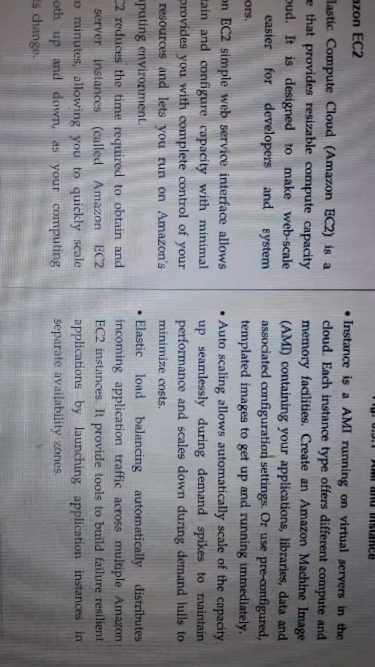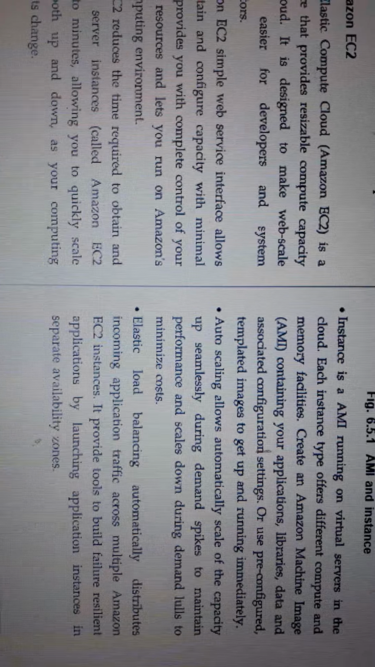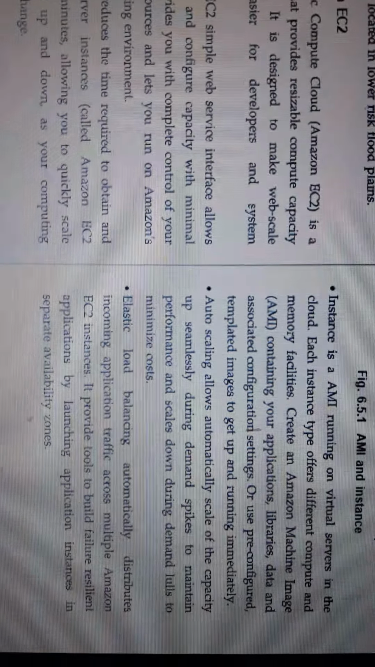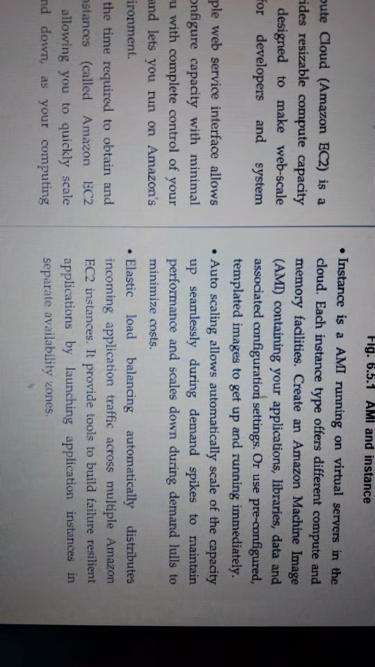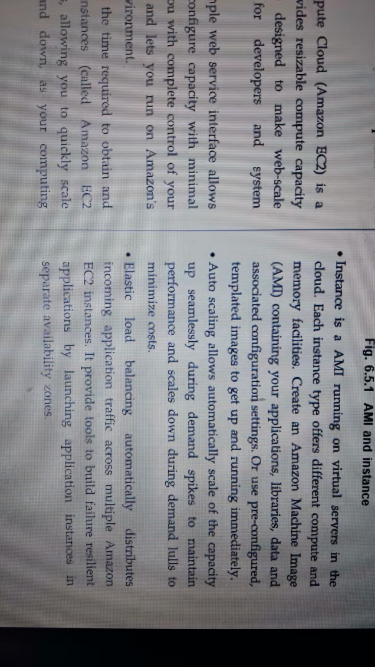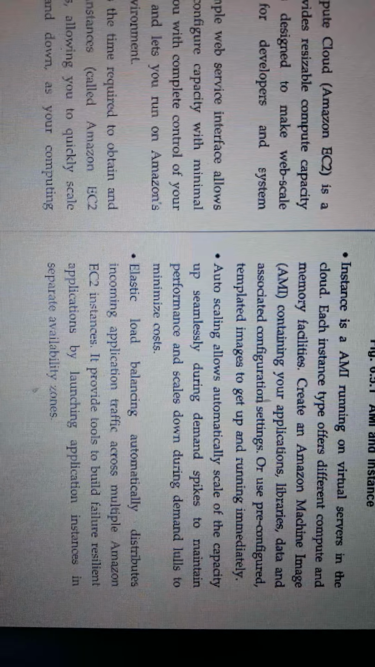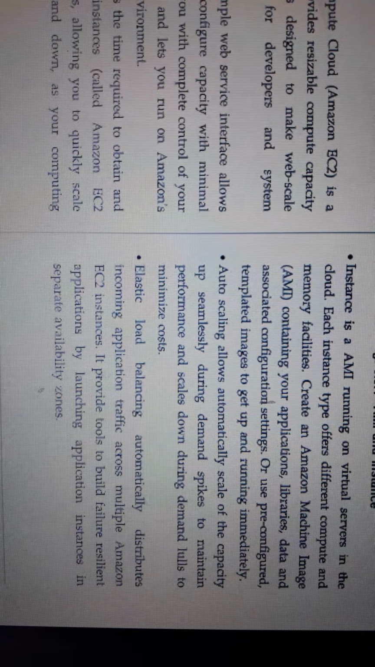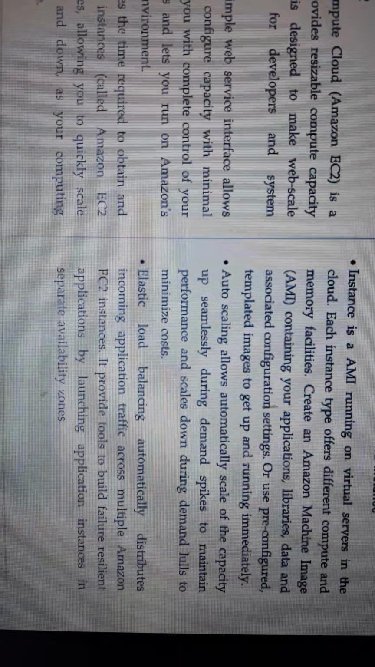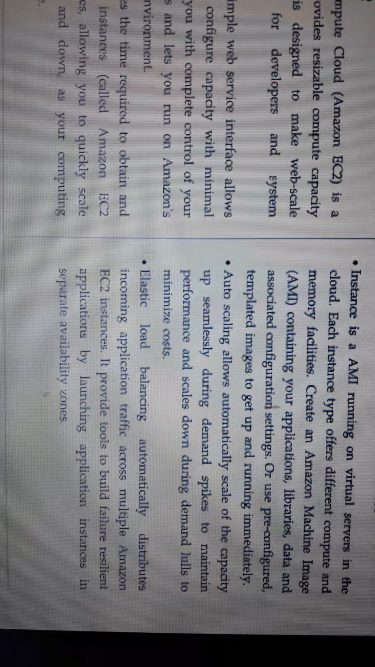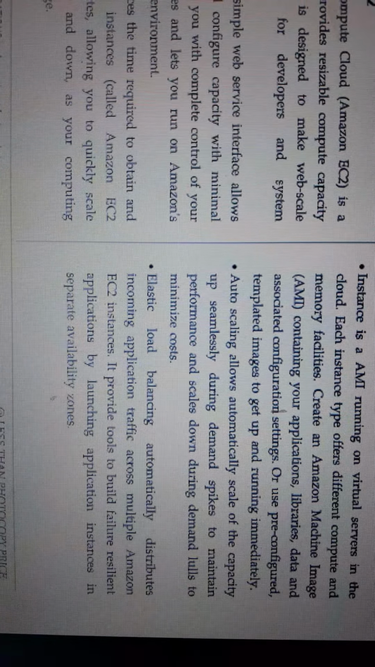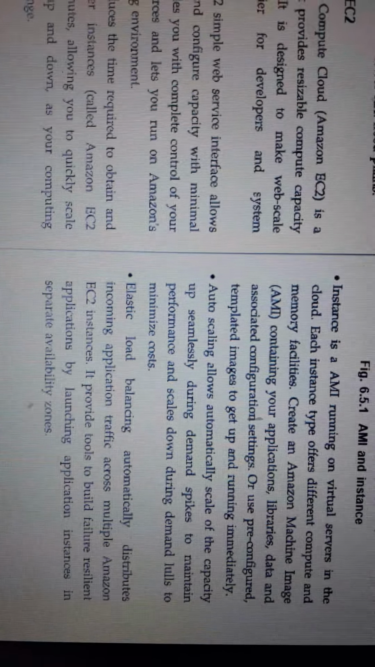Auto scaling allows you to automatically scale up capacity seamlessly during demand peaks to maintain performance, and scales down during the demand lull to minimize cost. Elastic load balancing automatically distributes incoming application traffic across multiple Amazon instances. It provides tools to build failure-resilient applications by launching application instances in separate availability zones.